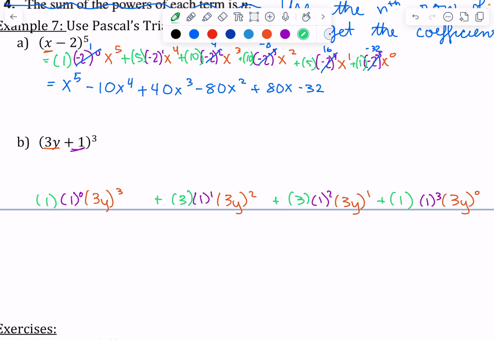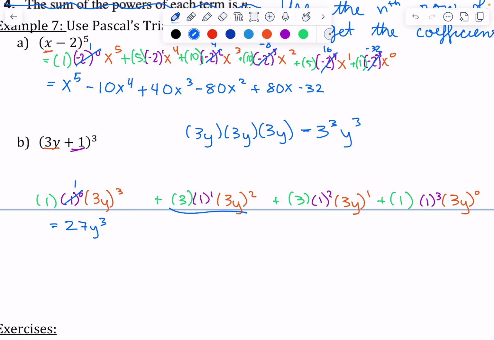1 to the 0 is just 1. 1 times 1 is 1. 3y cubed. Remember, 3y cubed is equivalent to 3y times 3y times 3y, or 3 cubed times y cubed. 3 cubed is 27, y cubed. Then you have 1 to the power of 1 here, which is 1. 1 times 3, so this is 3.